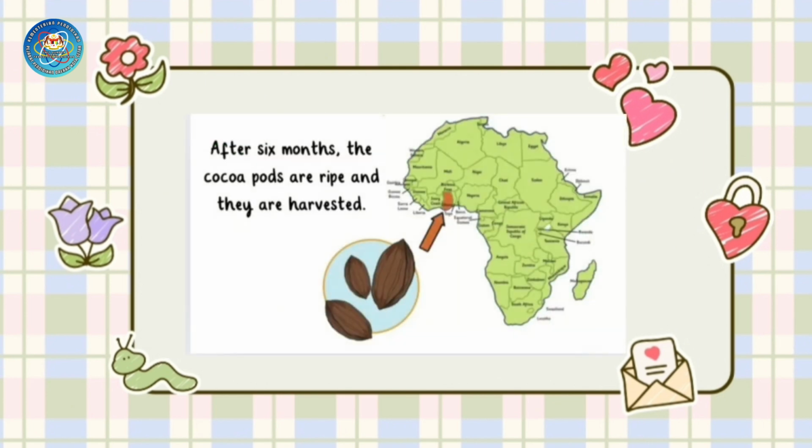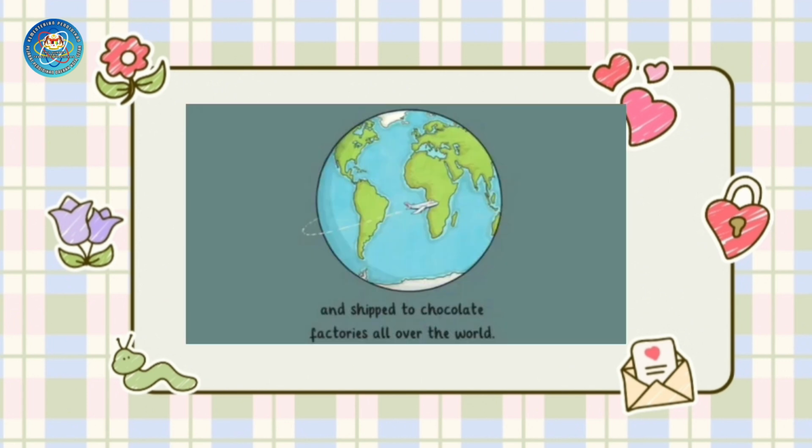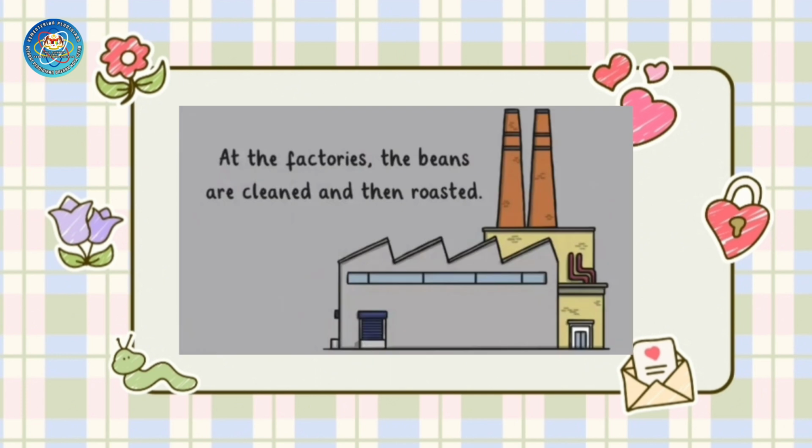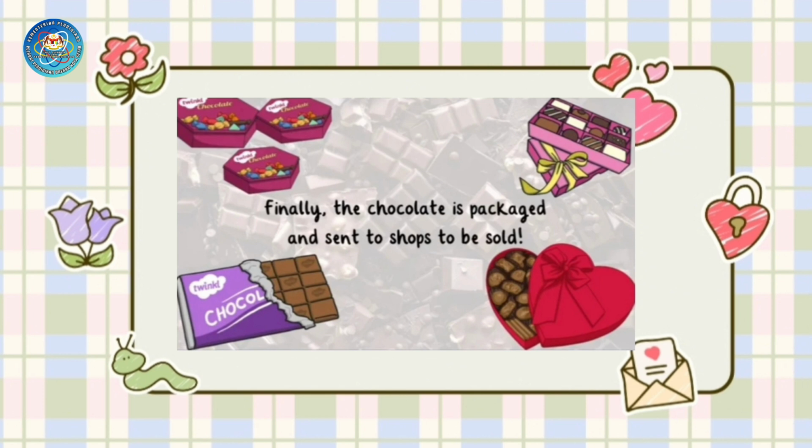After 6 months, the cocoa pods are ripe and they are harvested. Once fermented, the beans are dried out in the sun and shipped to chocolate factories all over the world. At the factories, the beans are cleaned and then roasted. The shells are removed and the beans are ground into a thick liquid. Other ingredients, such as sugar and cocoa butter, are added to make the chocolate taste nice. Finally, the chocolate is packaged and sent to shops to be sold.